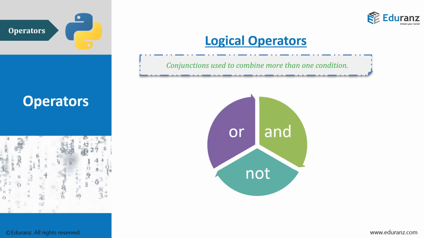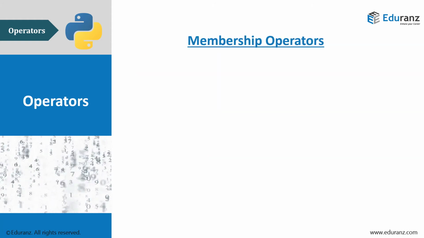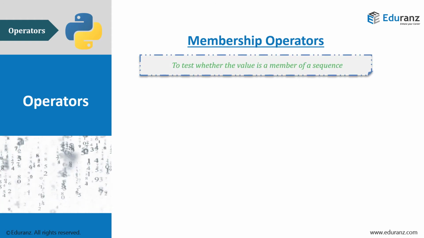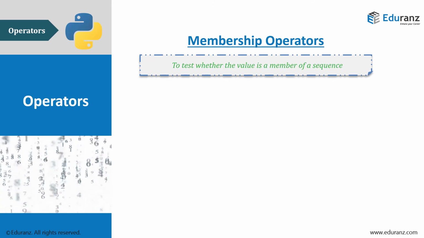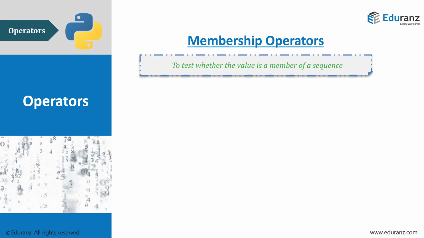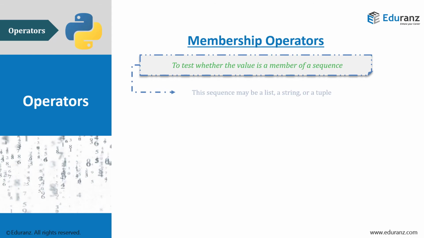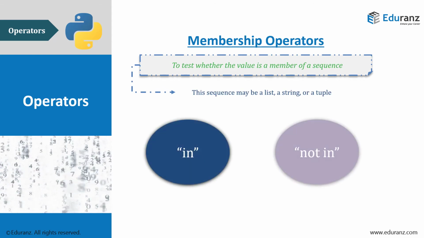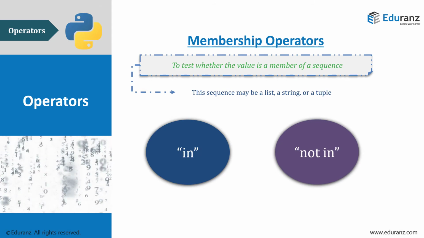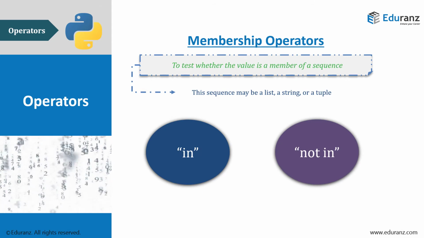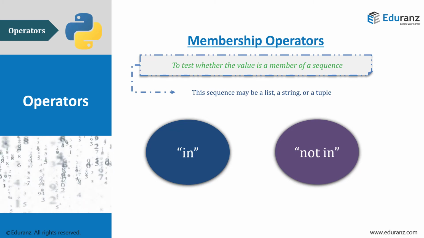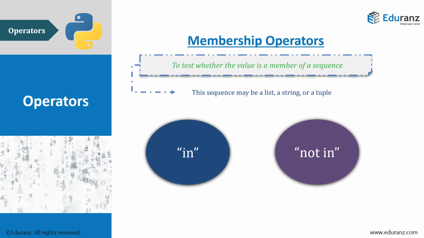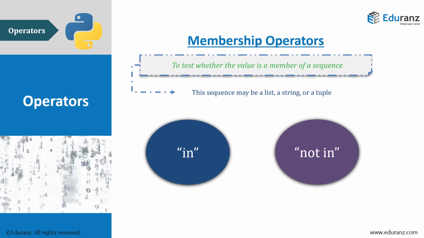Now guys, the next operators that we have are the membership operators. These operators are to assess whether a value is a member of a sequence or not, right? In here the sequence can be a list, a string, or even a tuple, right? We have two membership Python operators which are called in and not in. In case of in, it checks whether a value is a member of a sequence, right? And in case of not in, unlike in, this operator checks if a value is not a member of a sequence, right?